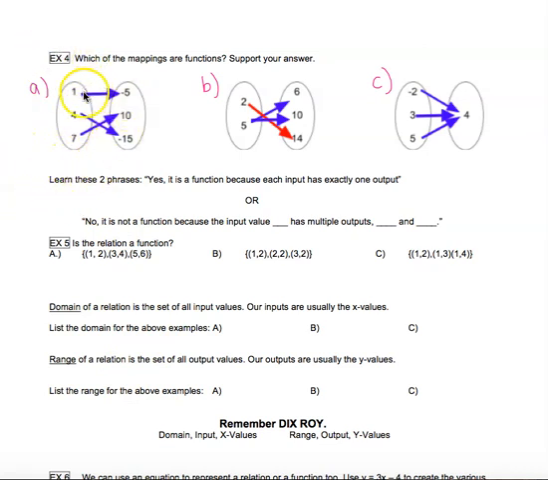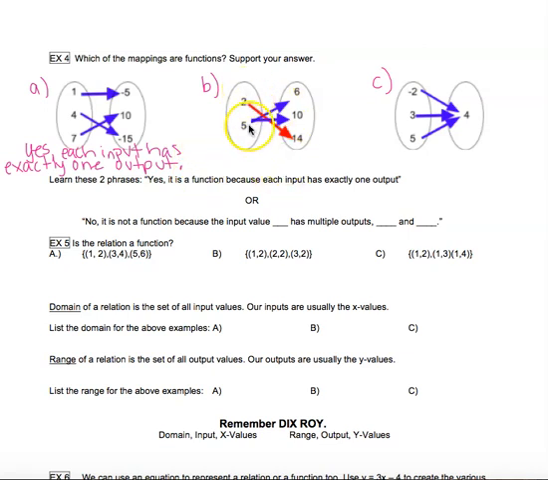Okay, so on this one, each input only has 1 arrow. So this is a yes. And we say this is our support: each input has exactly 1 output. We use these same phrases every single time. So when you're asked to support your answer, if it's a yes, you say exactly this: each input has exactly 1 output.